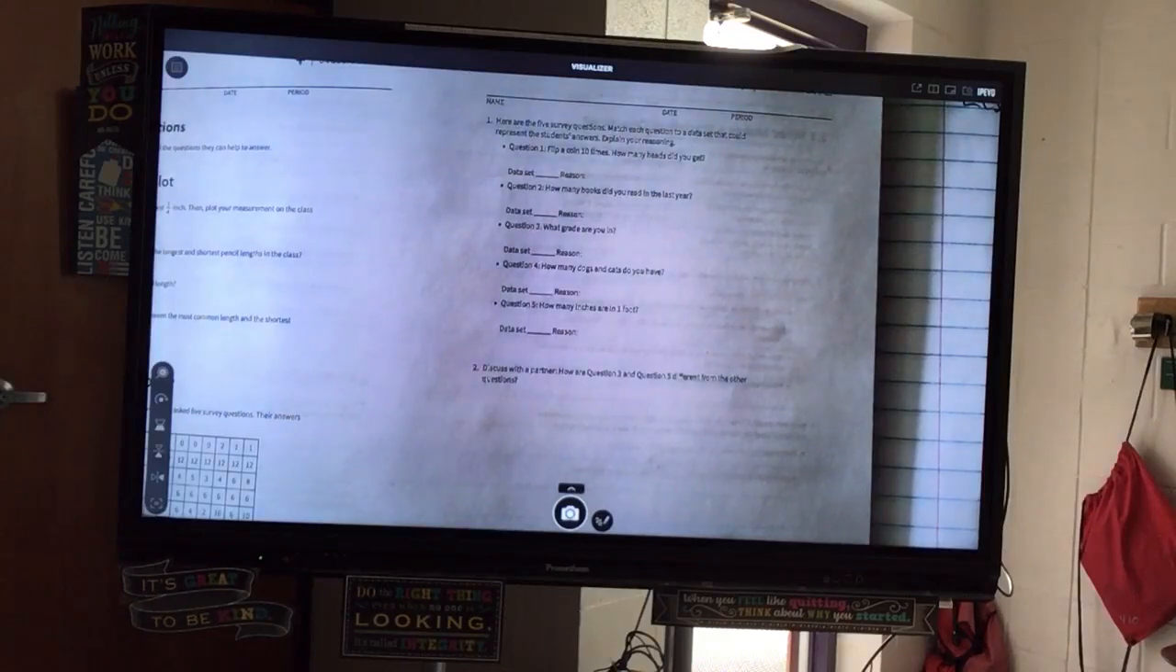All right, so you're looking at question 1. Flip a coin 10 times. How many heads did it get? Question 2, how many books did you read in the last year? Question 3, what grade are you in? Question 4, how many dogs and cats do you have? Question 5, how many inches are in a foot?